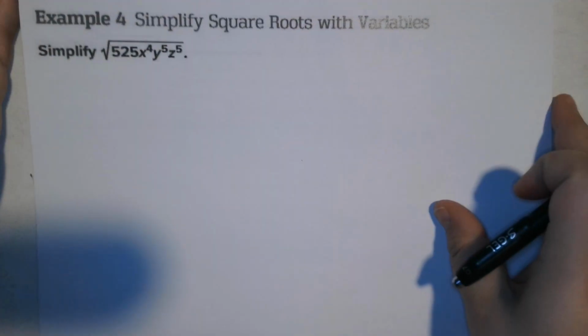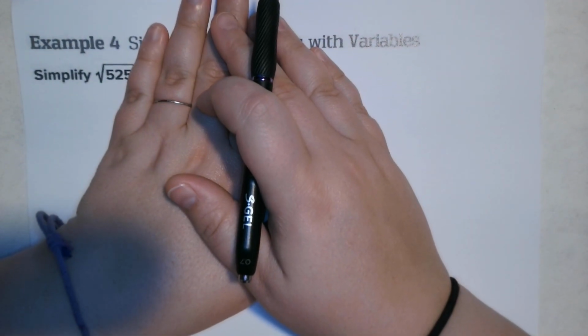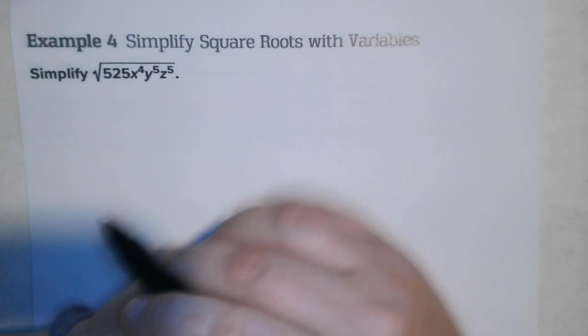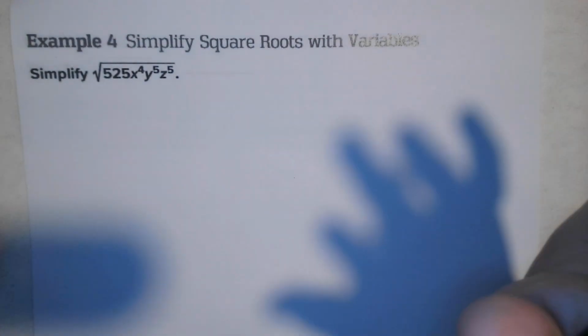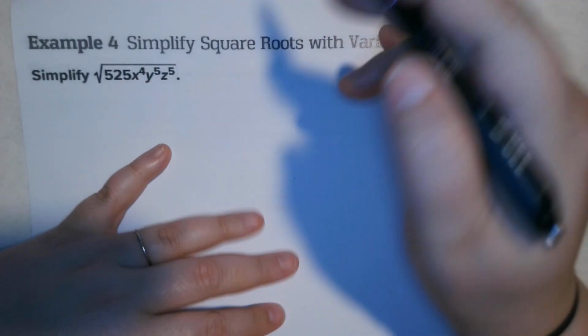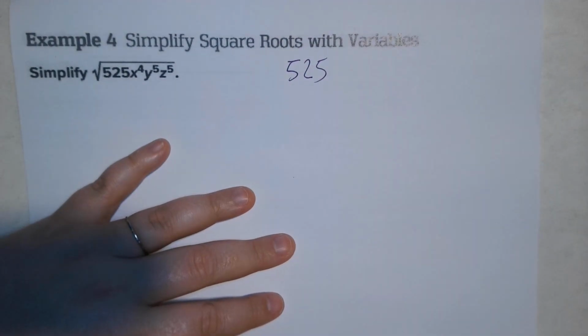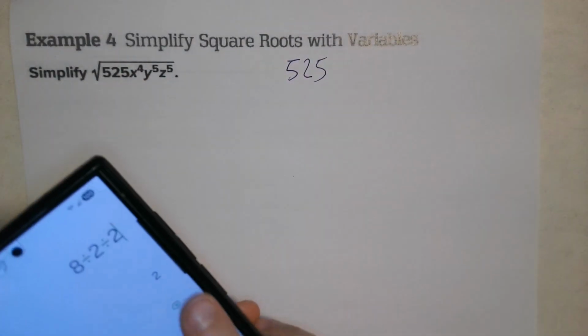Example number 4. Now we're going to do square roots with variables. We're going to ignore the variable part for now. Let's do the number and then I'll show you the variable part because it's as easy as circling pairs. Okay? Because we have our square, our 2 on the outside. So I have the number 525. I hope I don't run out of space here when I'm doing my division.